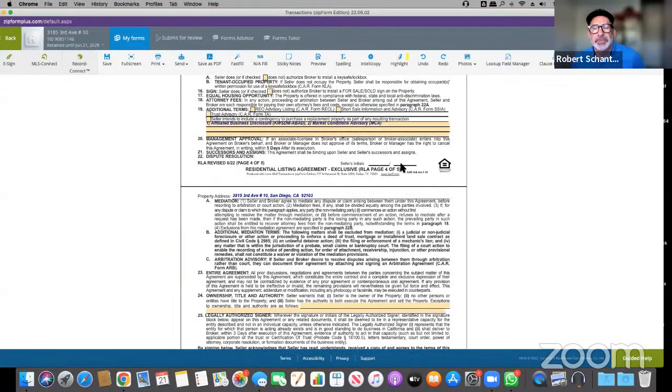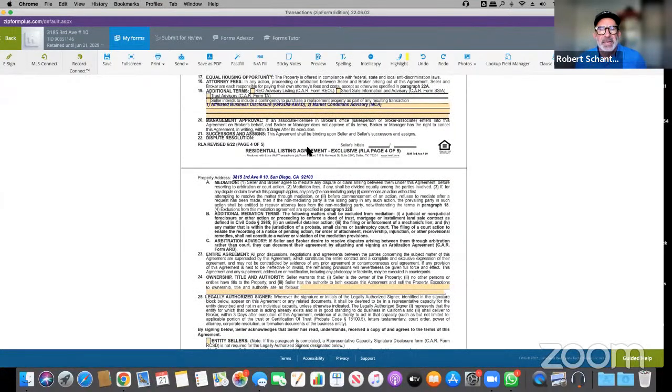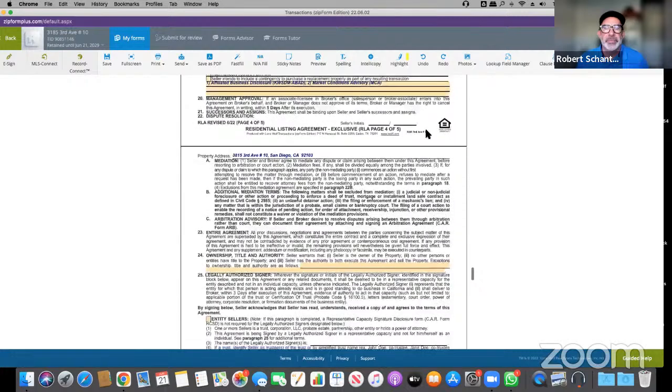20 is management approval. That's why you have to submit this listing within 2 business days to Mark for him to go through the initial review. Your listings, I could reject them. I rarely have done that, but we have to approve the listing. 21, successors and assigns. This agreement shall be binding upon seller and seller's successors and assigns. So if the seller assigns this or they die during the listing period, it's still binding upon the seller, even though they're dead, by their successors.